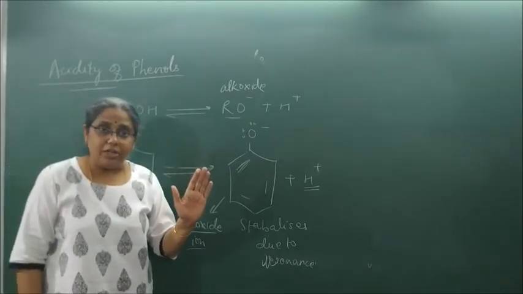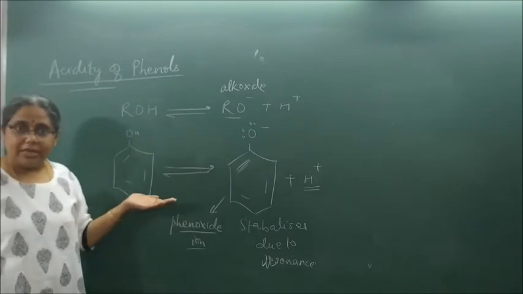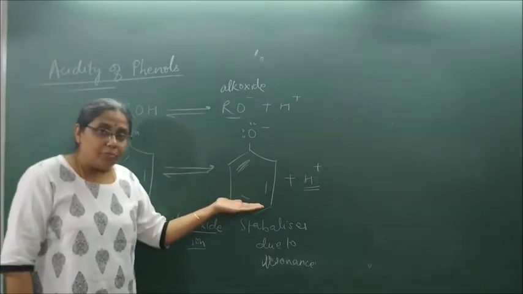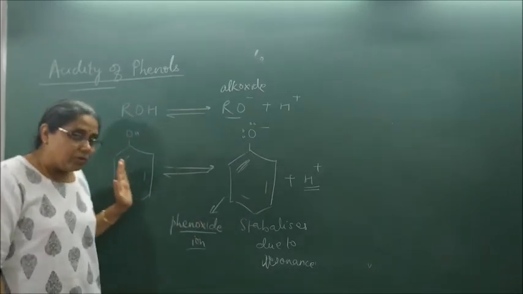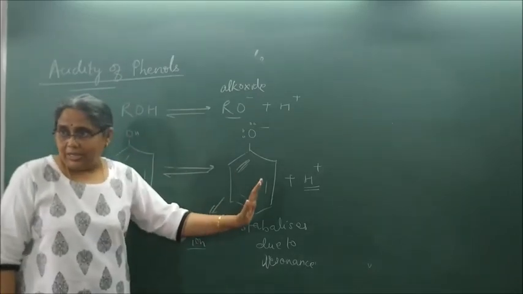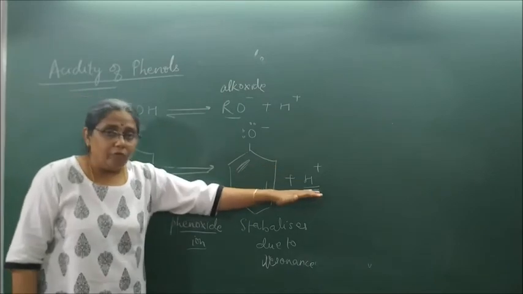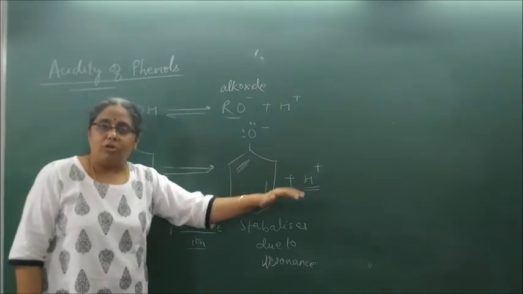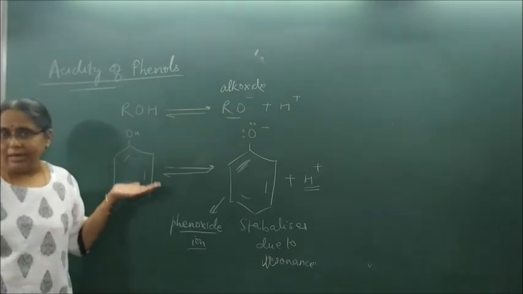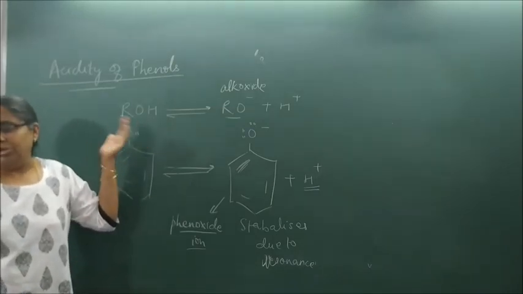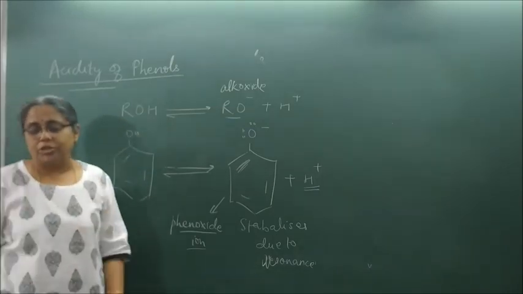According to Le Chatelier's principle, if any system is in dynamic equilibrium and there is more ionization or more product formed, what happens? It will lead to further ionization. So there will be more of what ions? H plus ions in the solution, and hence phenols are more acidic than aliphatic alcohols. Now the third question.